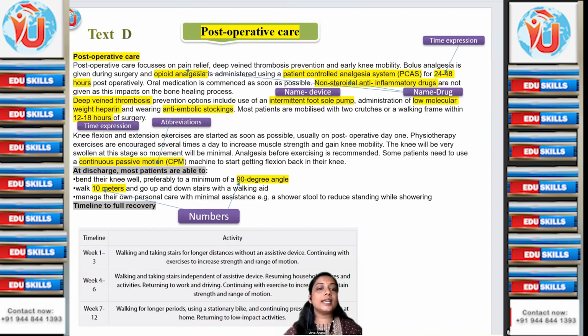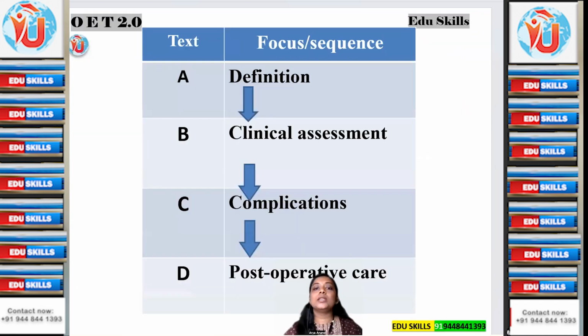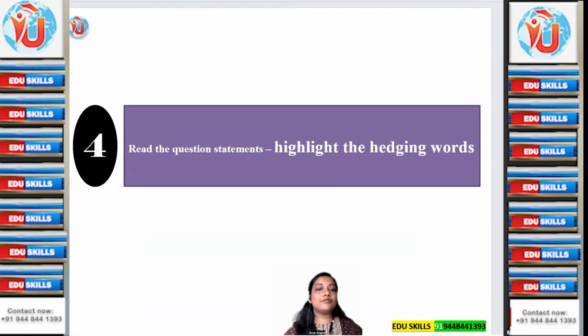Then here is a section heading: at discharge, most patients are able to. So at discharge, what are the things the patient can do? Then timeline to full recovery. These are the words you have to skim in your text D. So what is your sequence? Definition, clinical assessment, complications, post-operative care. What we have to do is read the question statement and highlight the heading words.